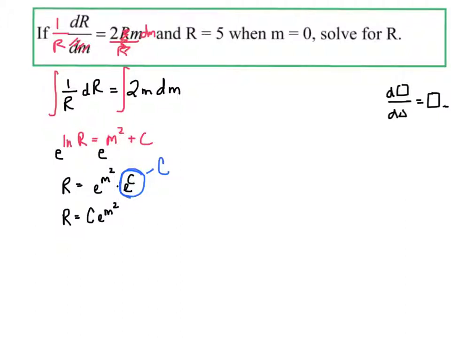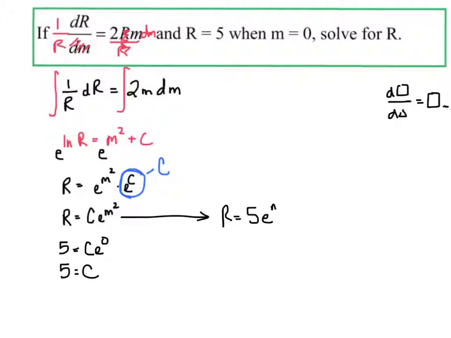All right, now let's solve for c. We're told that r is 5 when m is 0. So let's solve that. We're going to have 5 equals c e to the 0. Well, e to the 0 is 1, so we end up with just 5 equals the constant. So I'm going to come over here. r is equal to 5e to the m squared.